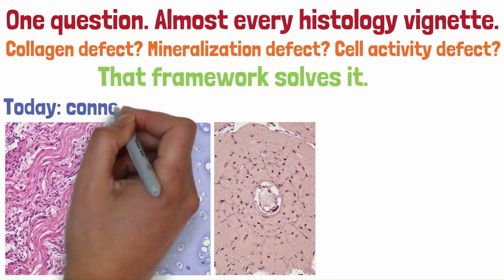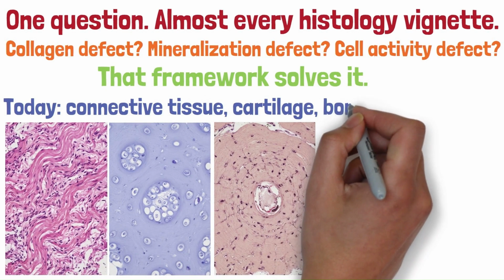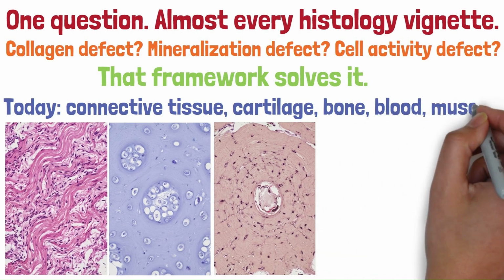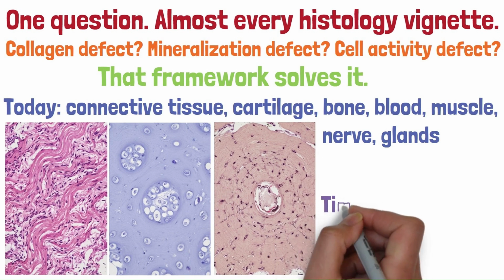In this video, we're covering connective tissue, cartilage and bone, blood, muscle and nerve, and glands, and I'll drop timestamps in the description below if you want to jump straight to one. Let's start with the big picture.